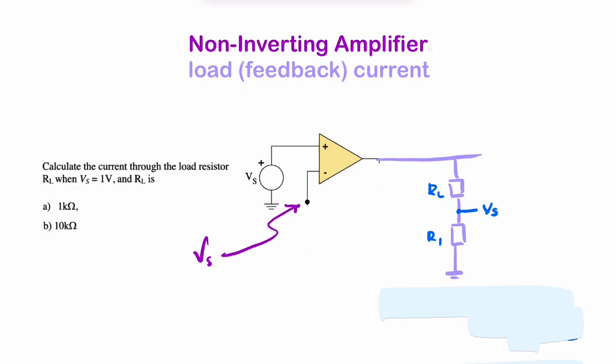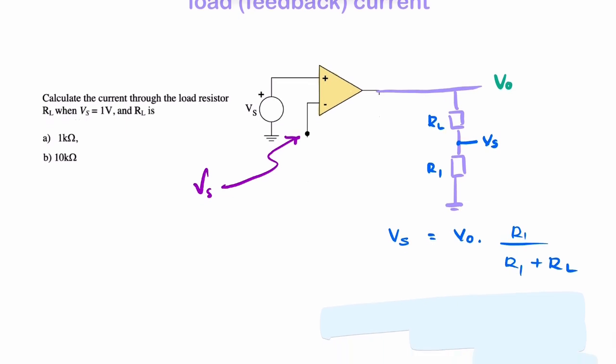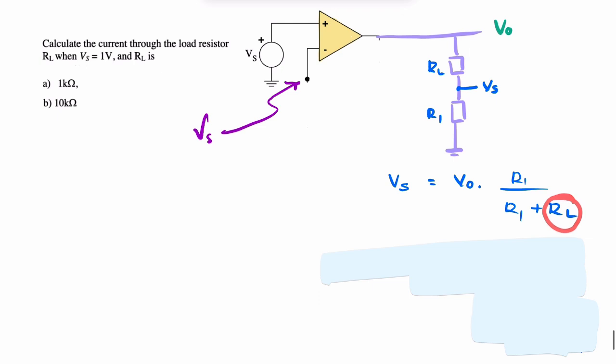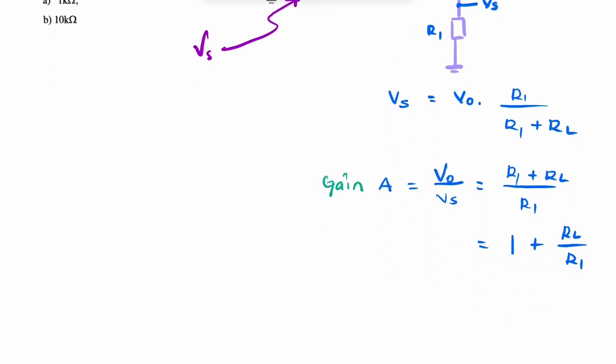So you can find the ratio of V out to Vs using a voltage divider, because you can see that Vs is simply V out times R1 over R1 plus RL, where RL is the feedback resistance. And if you rearrange that, you can find the gain of the amplifier, which is the output divided by the input voltage, and that gives you this familiar form of the gain for a non-inverting amplifier.